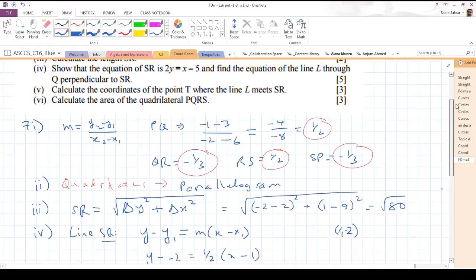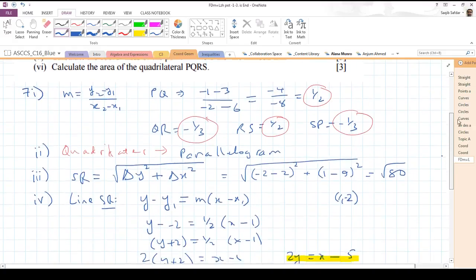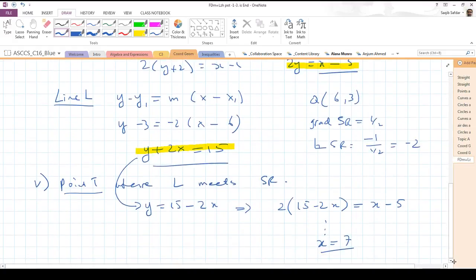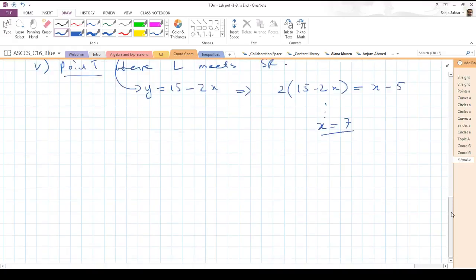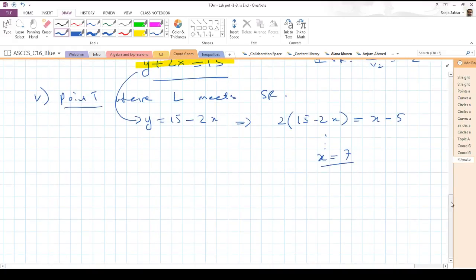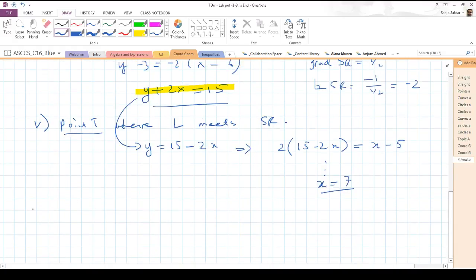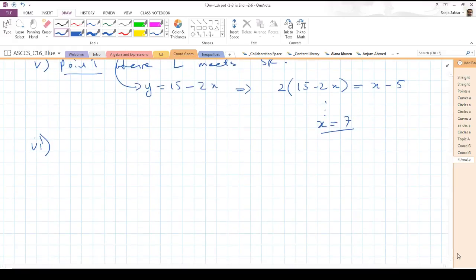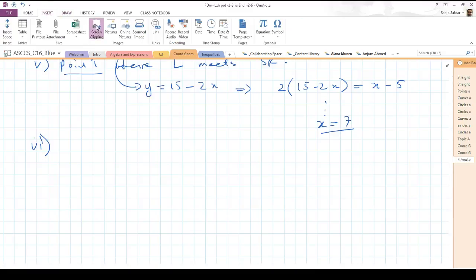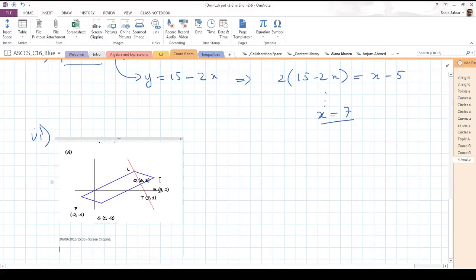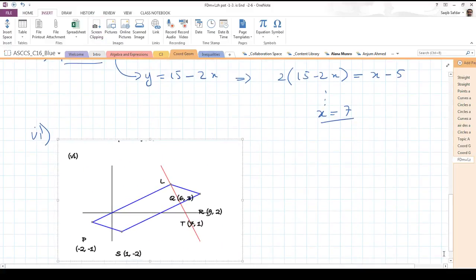Finally, let's do calculate the area of the quadrilateral PQRS. Okay. Now, with the quadrilateral, let's just do part 6. There's no harm at times, and especially with these coordinate geometry questions, to take out some sort of graph plotting software on your phone. Use GeoGebra or use Desmos, and just get a feel of where the coordinates lie.